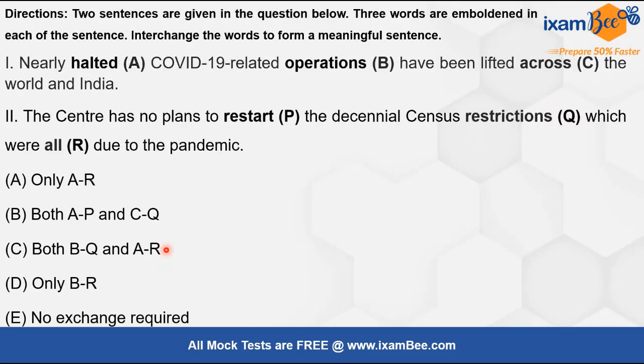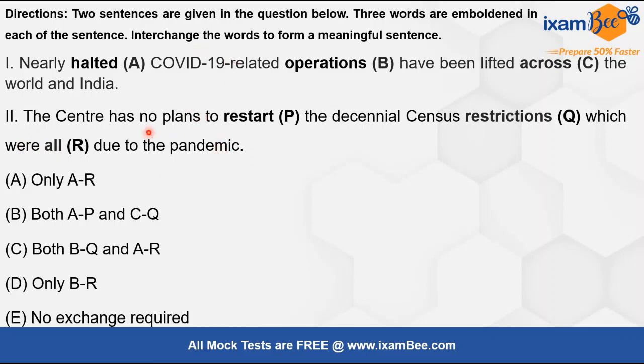Now there is another pattern where you are given 2 sentences and 3 words are highlighted in each, alright? So we have to swap between these 2 given sentences. So here when we read this sentence, it will say, nearly halted COVID-19 related operations have been lifted across the world and India. The center has no plans to restart the decennial census restrictions which were all due to the pandemic, right?